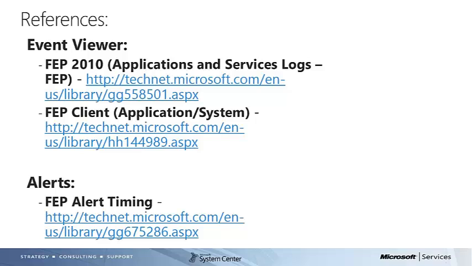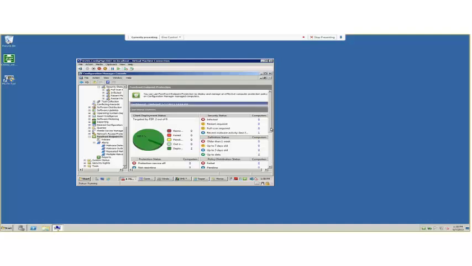those are a few of the references. There are event IDs that are tied to the FEP server side as well as the FEP client, and then at the bottom that also gives some more information about the FEP alert timing, which we talked about as well. I did want to do a quick demo, show a few things. And for the purposes of this demo, I'm doing everything on the Config Manager site server, including the client pieces.